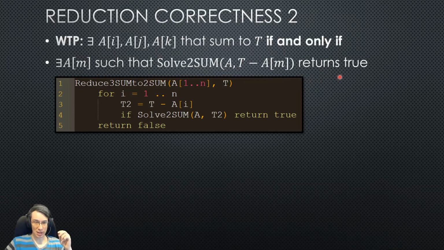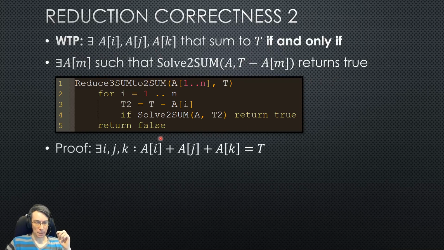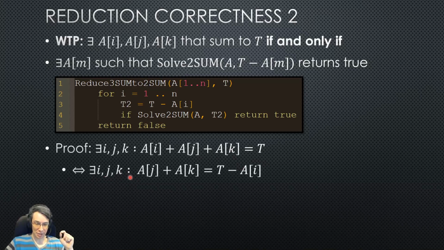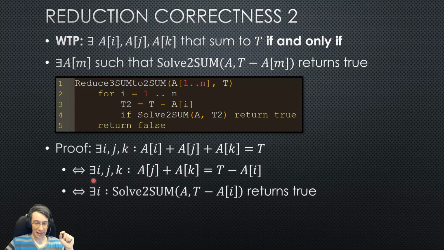Okay, so we've talked about what we want to prove. Let's actually prove it. I'm going to prove a set of equivalences, right? With an if and only if, you could do both directions individually. I'm going to do both directions at once by giving you a set of equivalences. So there exist i, j, and k such that a of i plus a of j plus a of k equals t if and only if there exist i, j, k such that a of j plus a of k equals t minus a of i, right? I'm just rearranging this expression. These two expressions are equivalent, right? And that's equivalent to saying there exists some i such that solve2sum a, t minus a of i returns true.